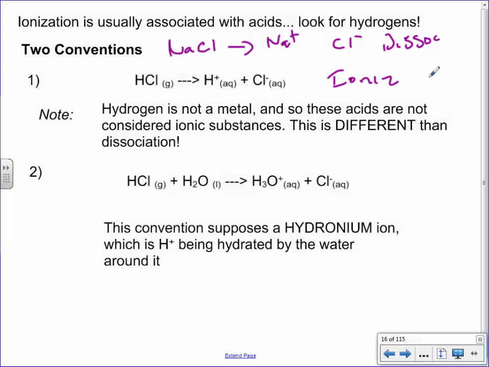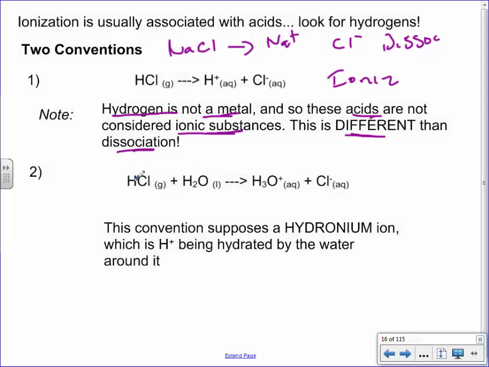Now, there's actually two ways of writing it down. The first one is just to do exactly what we did here, and I've got that written here, right? Hydrogen is not a metal. These acids are not ionic substances, so it is different than dissociation. How is it different? It's not actually different. You still write it the same way, right? It just has a new name.